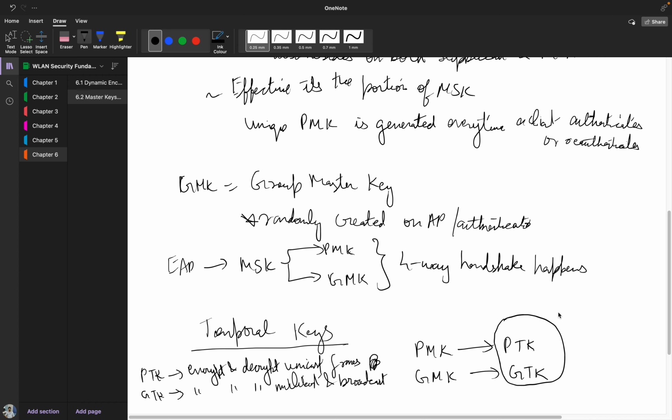Now I think we can move to the four-way handshake in the next video. I think it's going to make much more sense for you to understand how this four-way handshake is done and how PTK and GTK are really created, right?